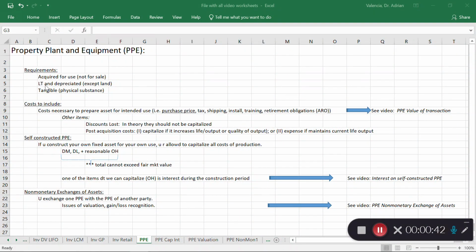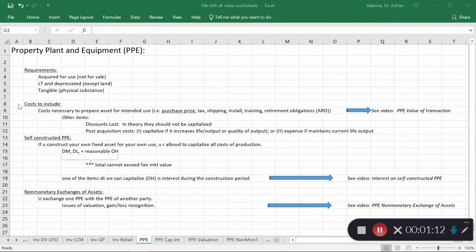The second requirement is that it be long-term in nature and hence depreciated over time. The only exception there being land, which is considered property, plant, equipment, but the exception is that we don't depreciate land. And then finally, the asset is tangible in nature. So in other words, it has physical substance. It's not an intangible. If it's an intangible, then we have different accounting for it.